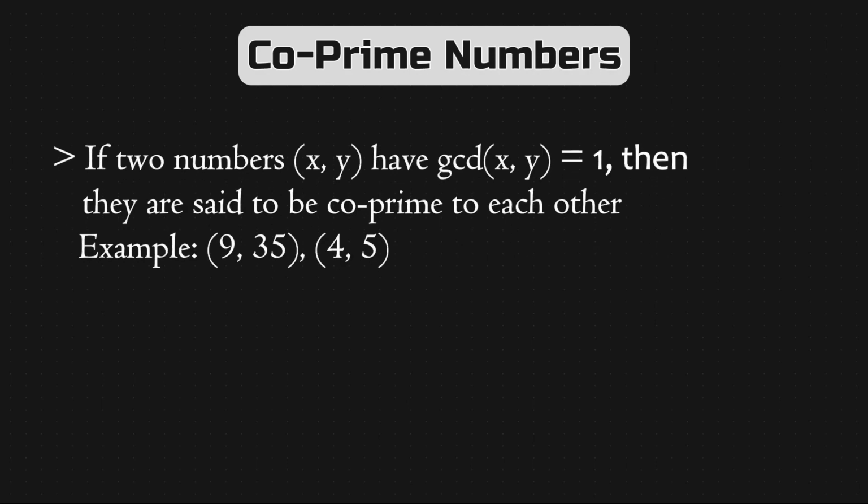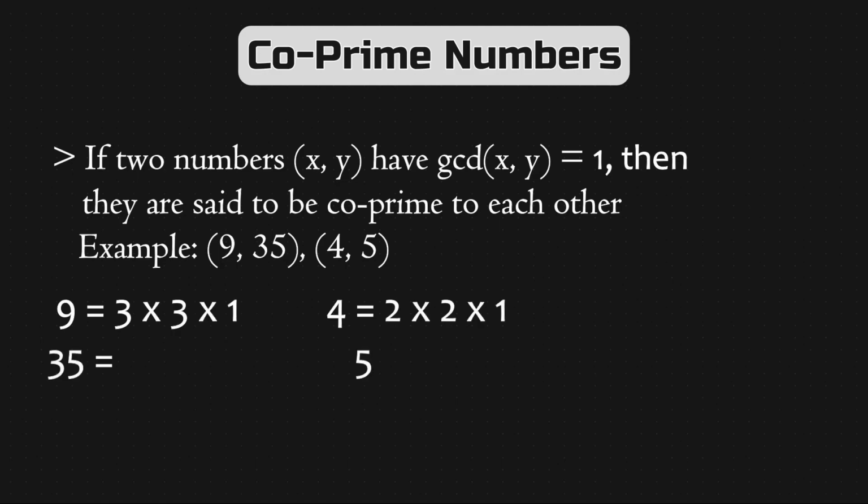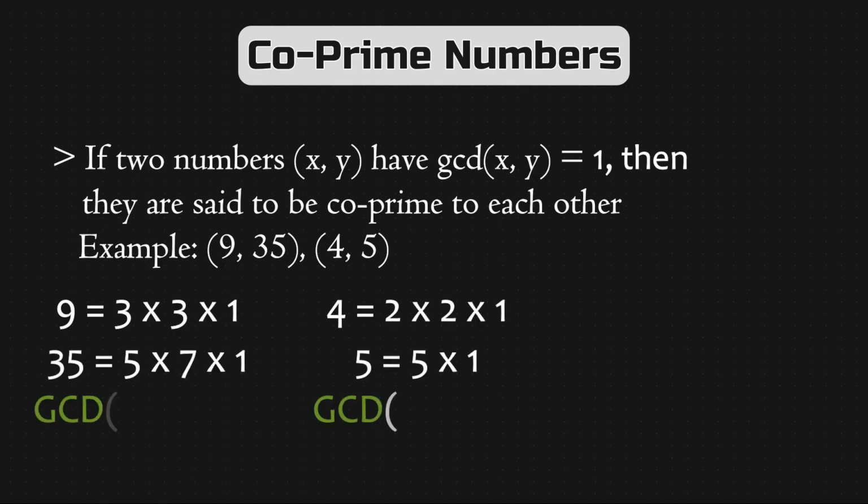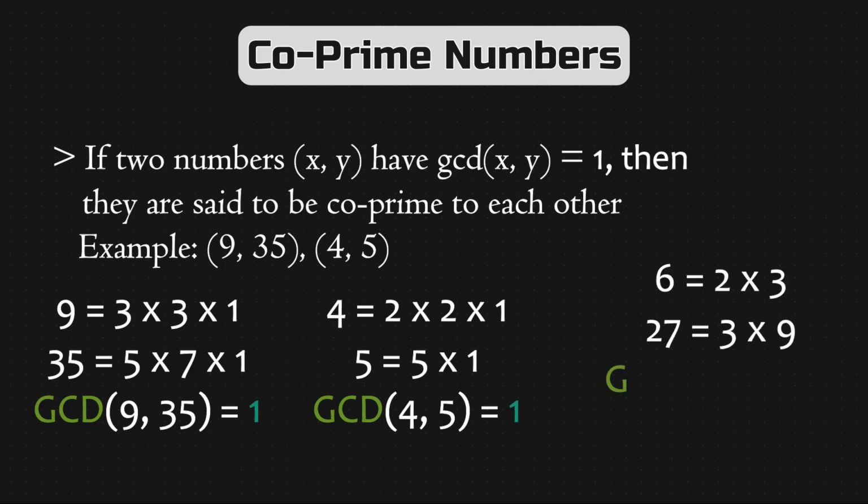Now the second concept is coprimality, or what are coprime numbers. If there are two numbers, let's say x and y, and the GCD, or greatest common divisor, of x and y is equal to 1, then these two numbers are said to be coprime or relatively prime to each other. In plain English, if both x and y do not have any common divisor, then they are said to be coprime to each other. Please note, if two numbers are coprime to each other, it is not a condition that both of them have to be prime numbers.